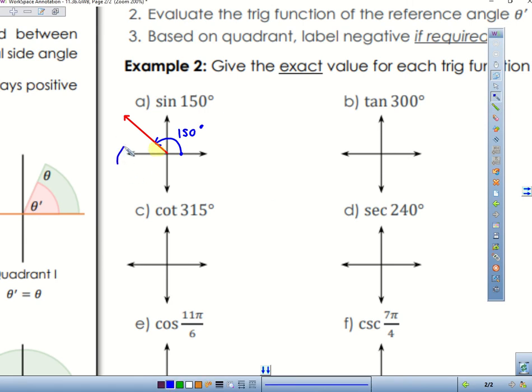Using logic, how could I figure out what this angle measure is? Subtract it. Just what is 180 minus 150? Yeah, it's got to be 180 minus 150, right? Because you see how this forms a straight line. So if this piece is 150, the rest must be whatever's left, okay? So that's going to be 30 degrees, okay?